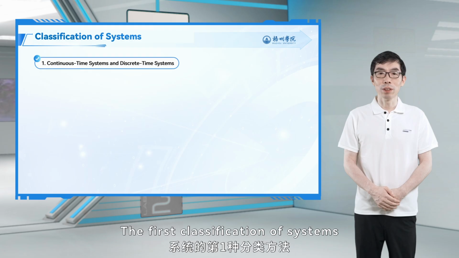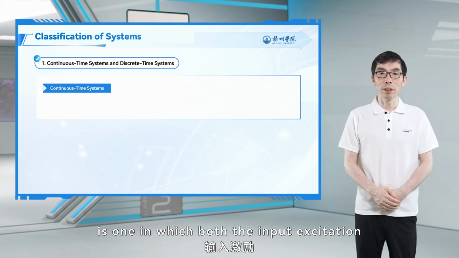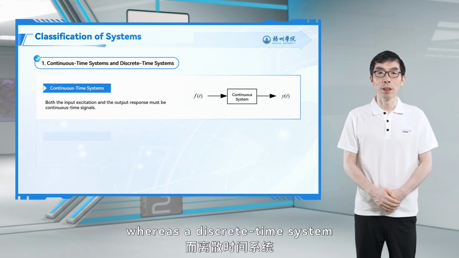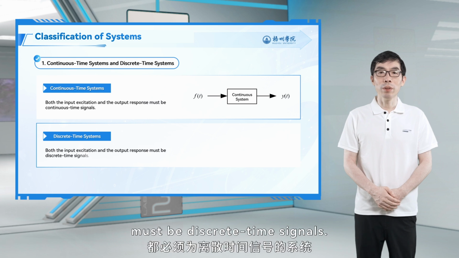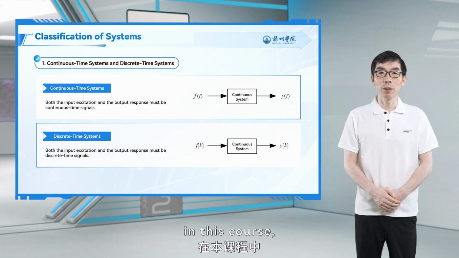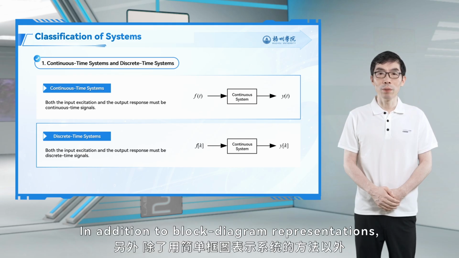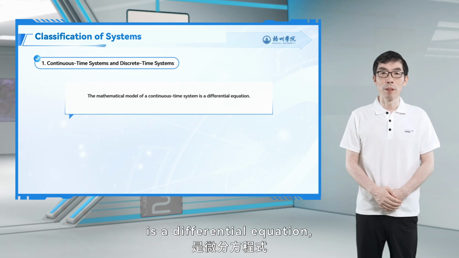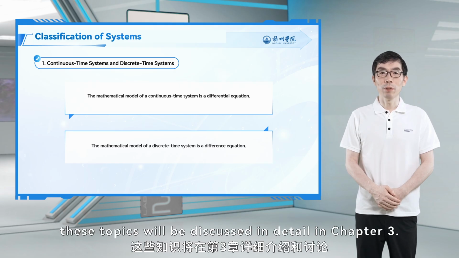The first classification of systems is continuous time systems versus discrete time systems. A continuous time system is one in which both the input excitation and the output response must be continuous time signals, whereas a discrete time system is one in which both the input excitation and the output response must be discrete time signals. Systems are generally depicted using block diagrams. In this course, we typically use simple rectangular blocks, as shown in the figure, in addition to block diagram representations. The mathematical model of a continuous time system is a differential equation, while that of a discrete time system is a difference equation. These topics will be discussed in detail in Chapter 3.